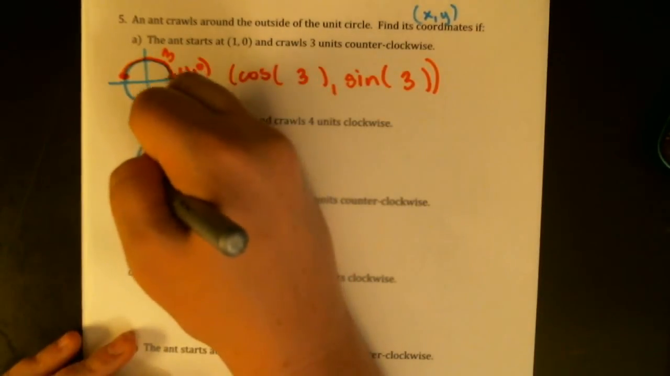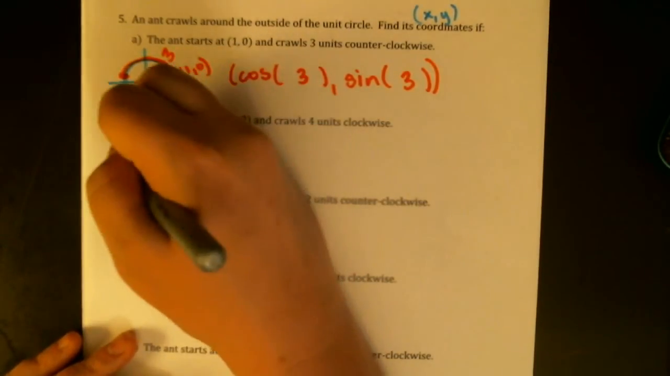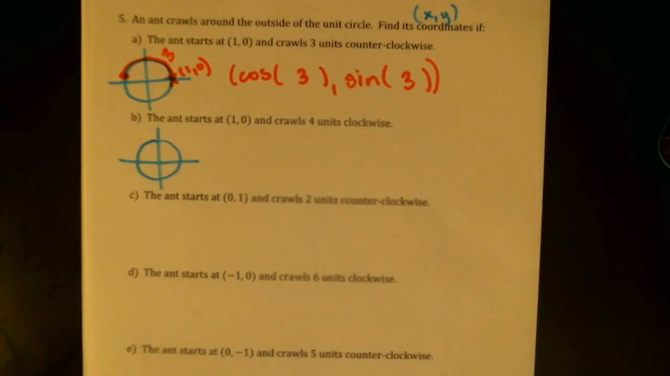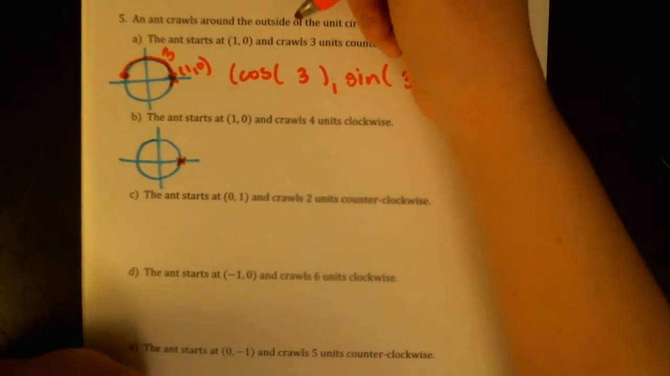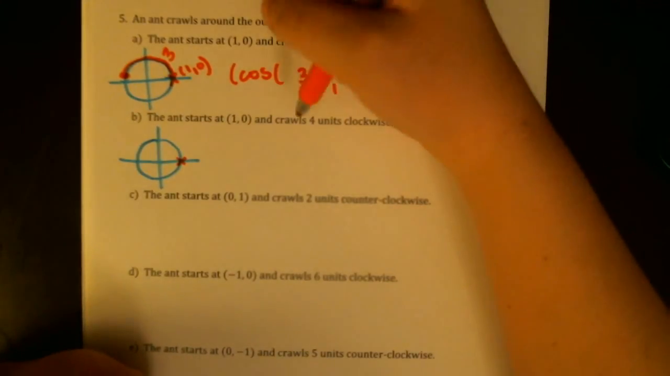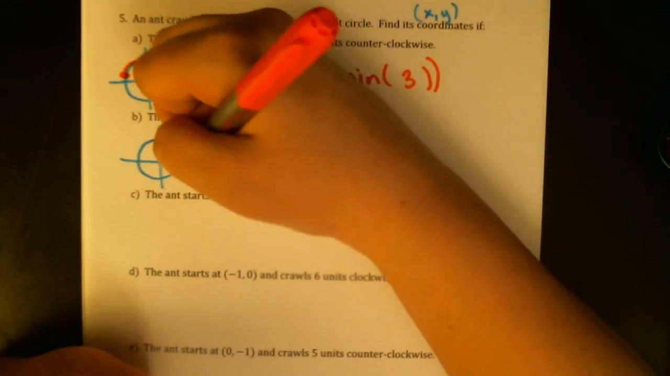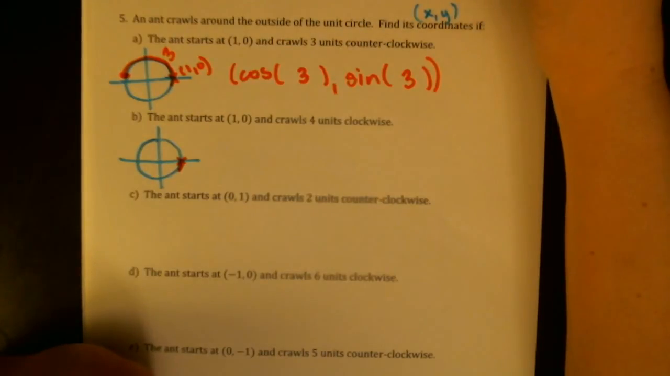Okay, so this is the idea, but we want to do some that get a little bit trickier. Okay, another unit circle. Once again, we're going to start at (1, 0). That makes life easier. We don't get to do that in all of these. And we have the ant crawling 4 units clockwise. Okay, so we're going to head down and not up this time.